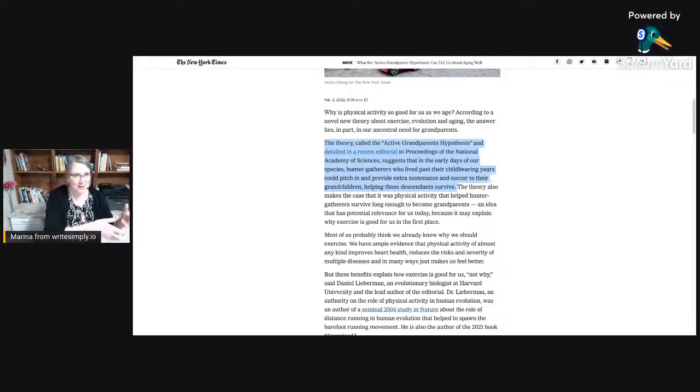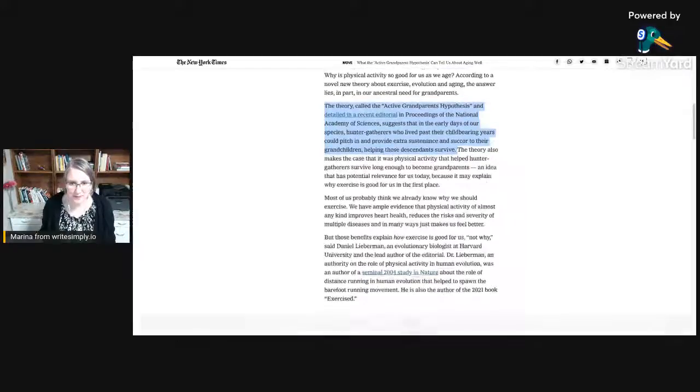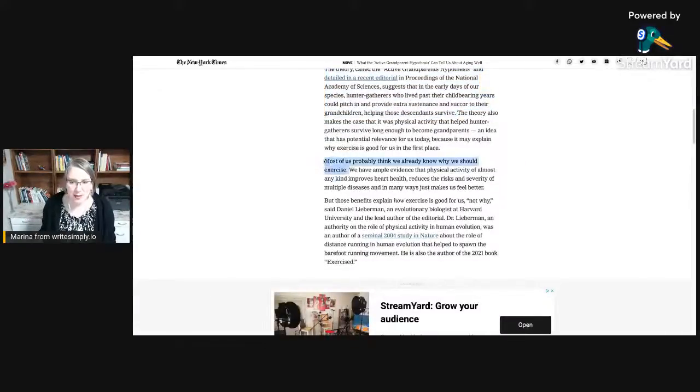So we're setting up. Notice in all of these essays, there's sort of a setup. Now, if you're doing an IELTS exam, there's no time for the setup. You've got 250 words, right? But if you're writing a longer opinion piece, you need to set the stage so that you can present your opinion. Most of us probably think we already know why we should exercise. As a reader, I connect with that. That makes sense. I'm expecting to hear something about that based on the title of the article.